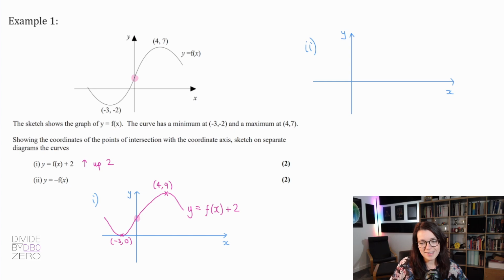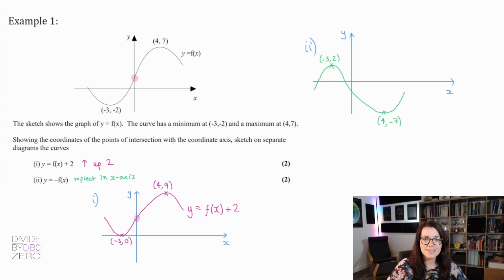Part II, there's a minus on the outside of f of x, which means that's a change in the y direction. So we're going to reflect in the x-axis. So if we think about flipping the original curve upside down in the x-axis, that's going to end up looking something like this. In terms of the new coordinates, this is now going to be minus 3, positive 2, and this down here is going to be 4, minus 7.